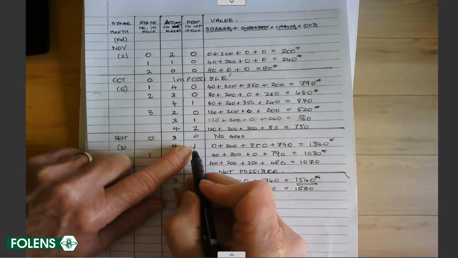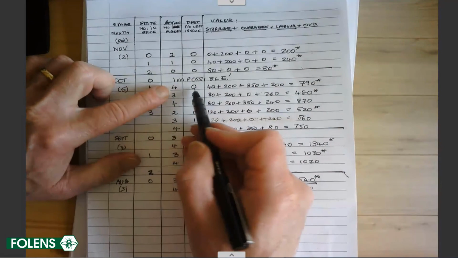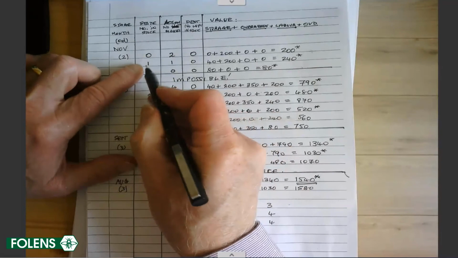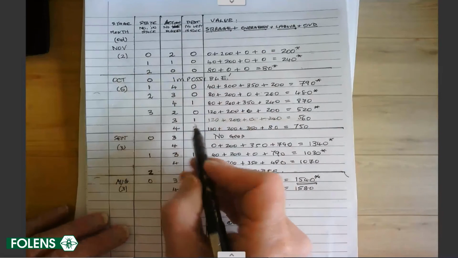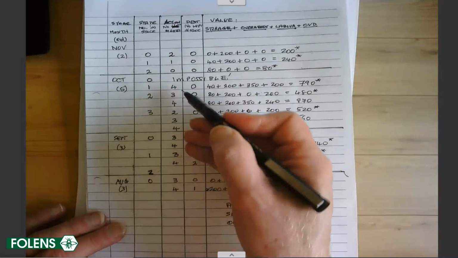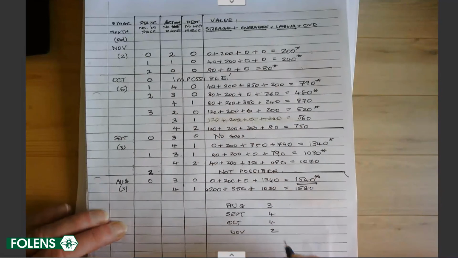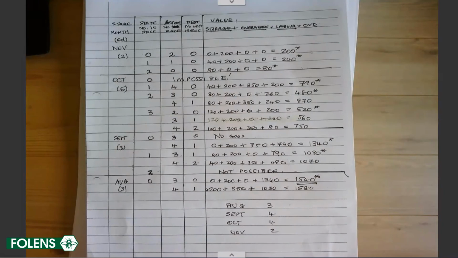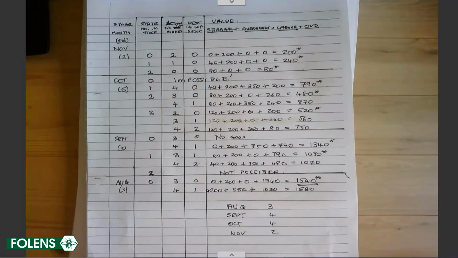Let's go on to October. What's the optimal path if you've one? It's to make four and leave none in stock. What's the best thing in November? To make four and have none in stock. So we have none in stock, so we make two in November. And that is the optimal path, the best Alex can do, and he'll have a mere cost of €1,540 over those four months.